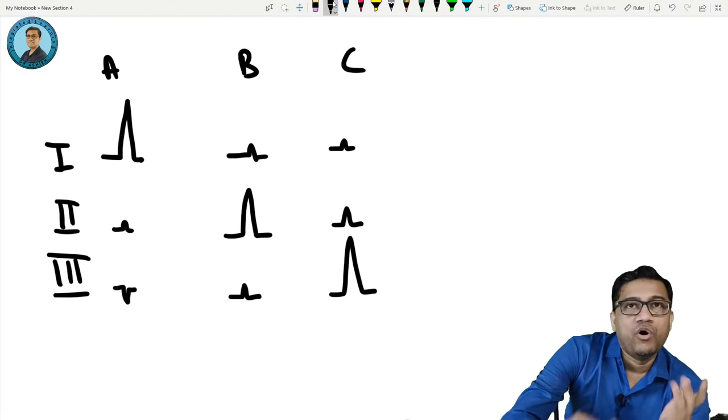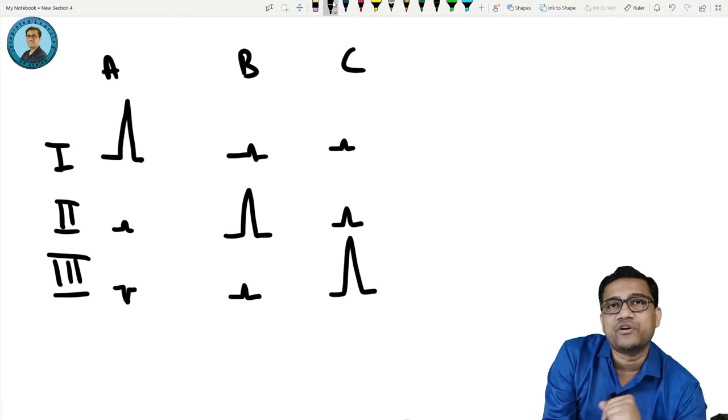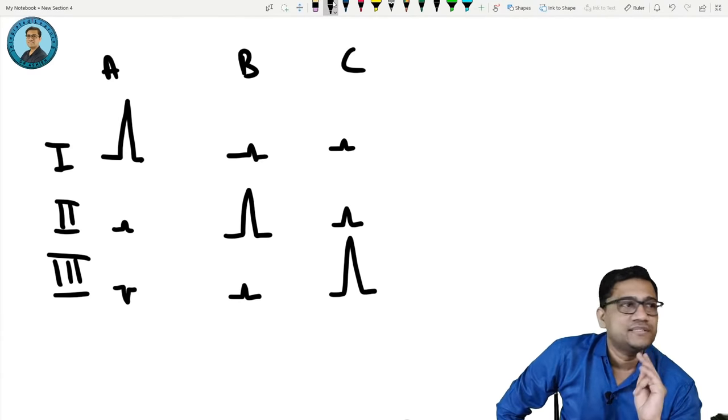We are almost more than halfway through. We have done the leads and hypertrophy. Now we'll do blocks and arrhythmias.